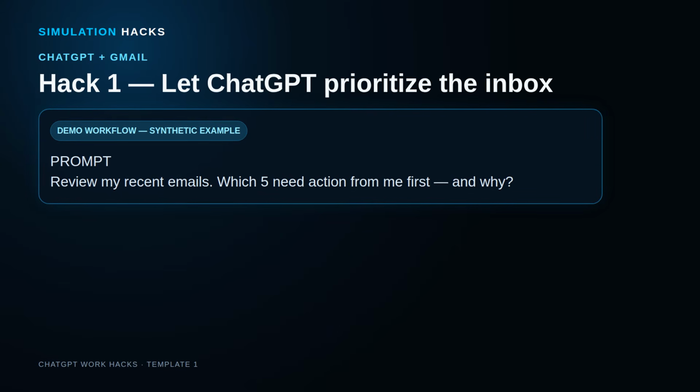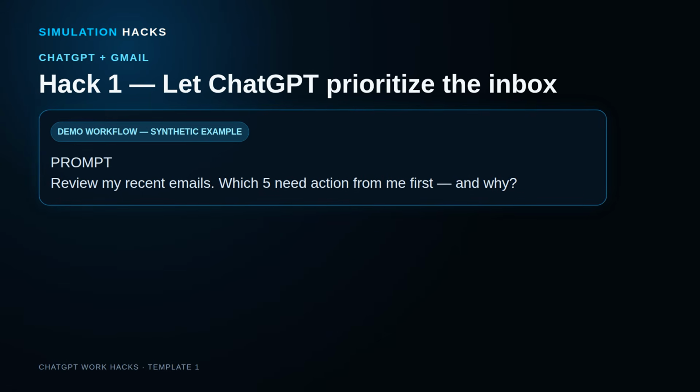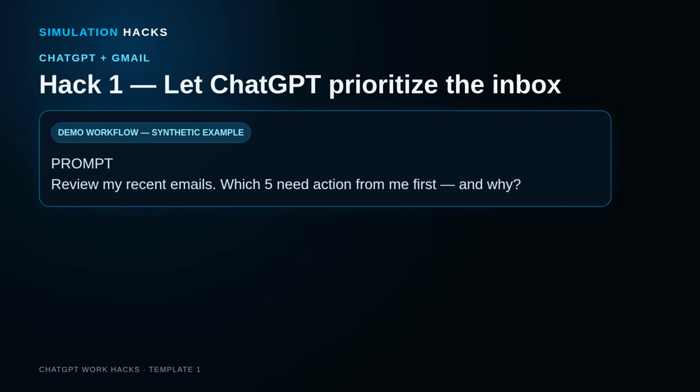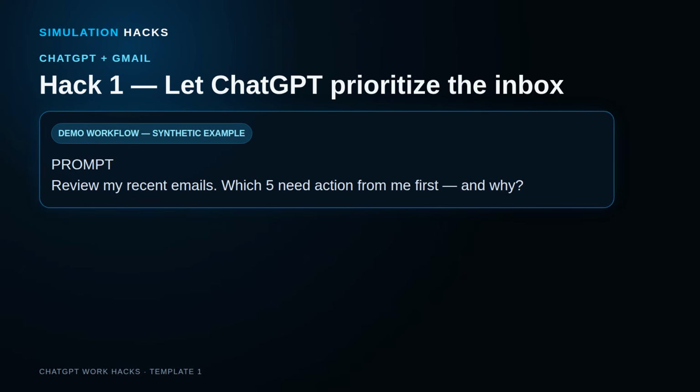Now the useful part. Imagine you open your laptop and there are dozens of messages waiting. Instead of reading every subject line first, ask Gmail through ChatGPT to identify the conversations that need attention. For example, review my recent emails and tell me which 5 need a response, a decision, a payment, or a deadline from me. The point is not to let AI blindly decide your life. The point is to turn a messy inbox into a short starting list, so you know where to look first.